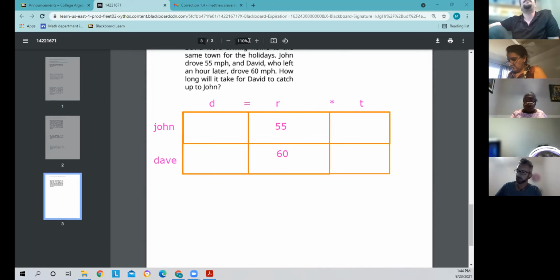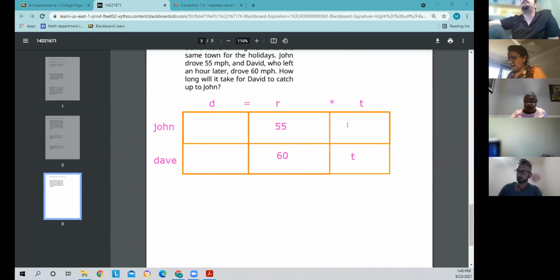And so what's the thing we want to find out? It says how long will it take David to catch up with John. If you're asking someone how long it will take, you're asking them how much? Time, right? So we want to know the time it took David to catch up to John. Yes. So I would let this thing be my variable probably. You can let the other one be your variable.